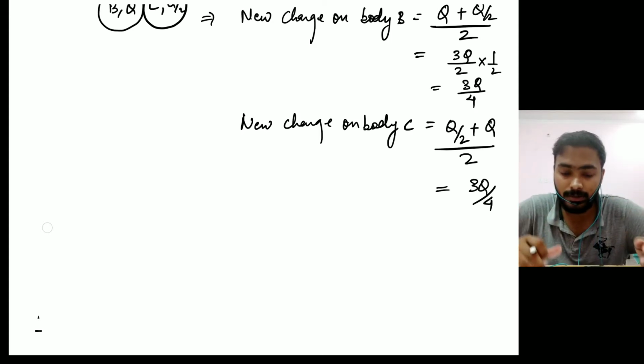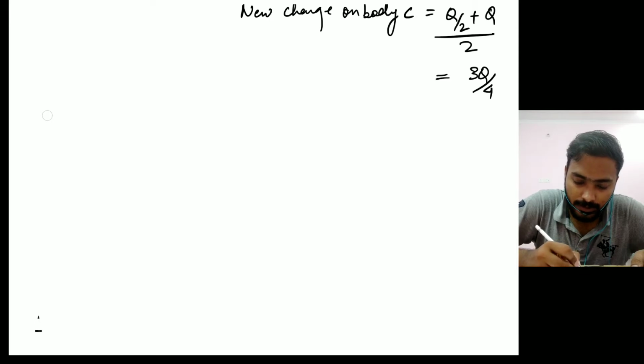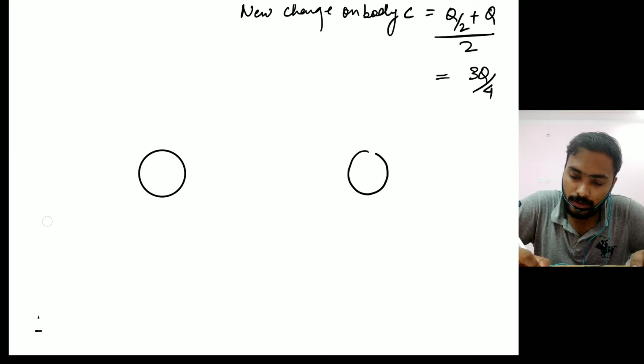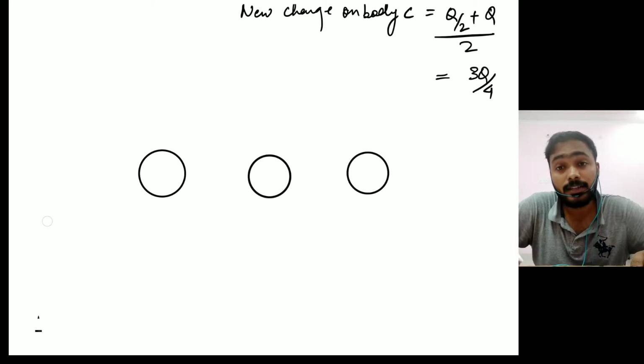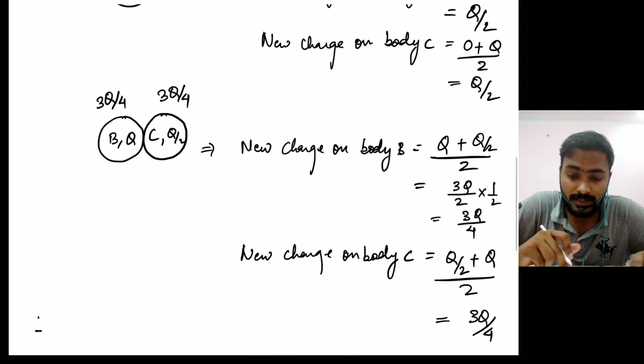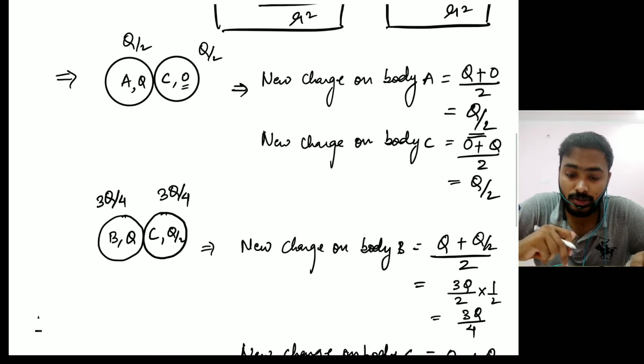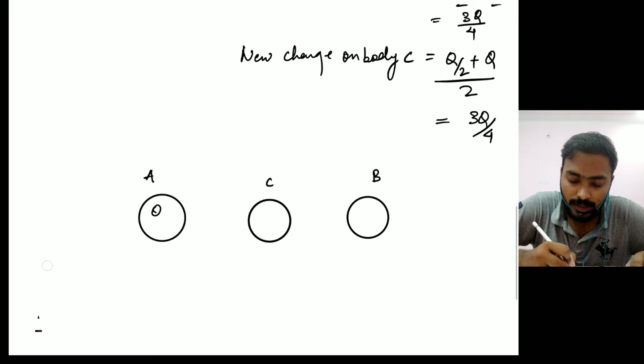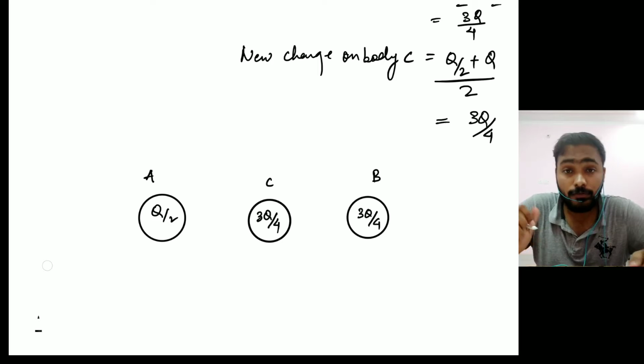Okay, so after this part of the question, body C is placed at the midpoint of both body A and body B, right? So let's draw that. Here is my body A, and here is my body B, and in between the two here is my body C. So let me name it body A, body B, and body C. Body A has Q by 2 charge, body B has 3Q by 4 charge, body C has 3Q by 4 charge. I hope that is understandable, right?